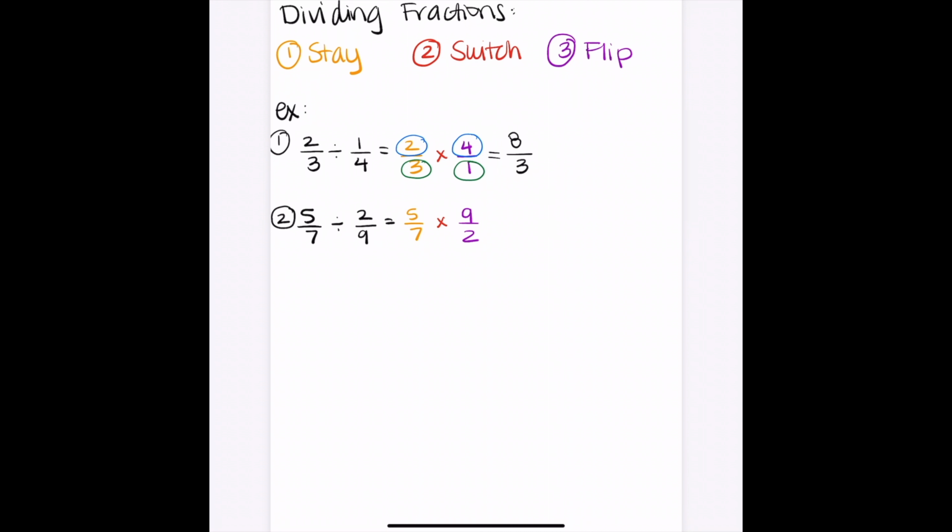9/2 instead of 2/9. And then we have same as before, right? Multiplying 2 fractions, we will multiply the numerators together. Our numerators are 9 and 5, we'll get 45. And the denominator 7 times 2 will give us 14.